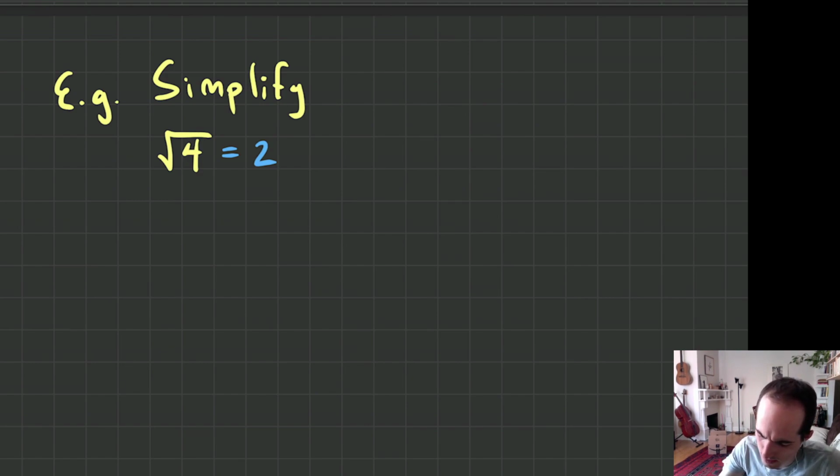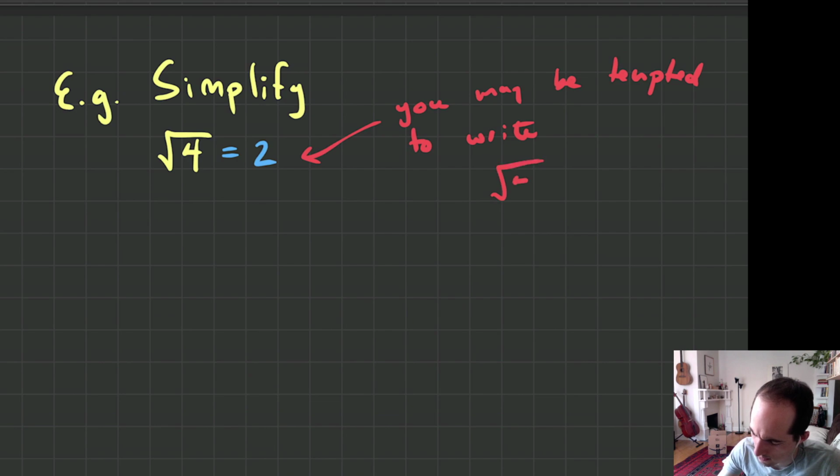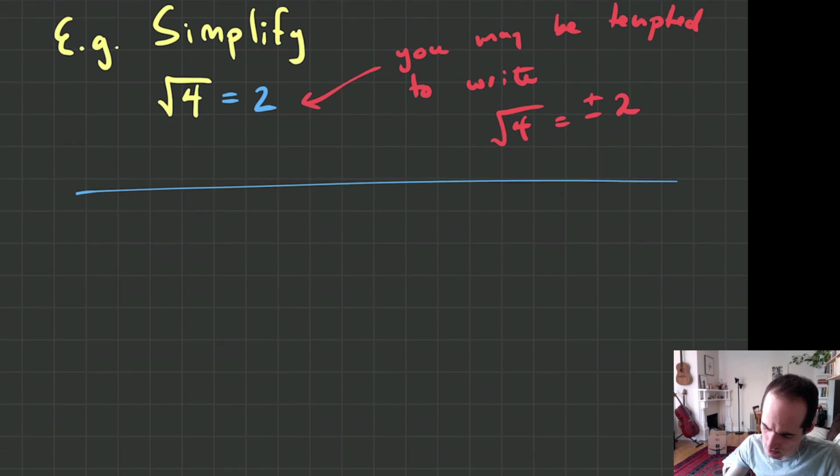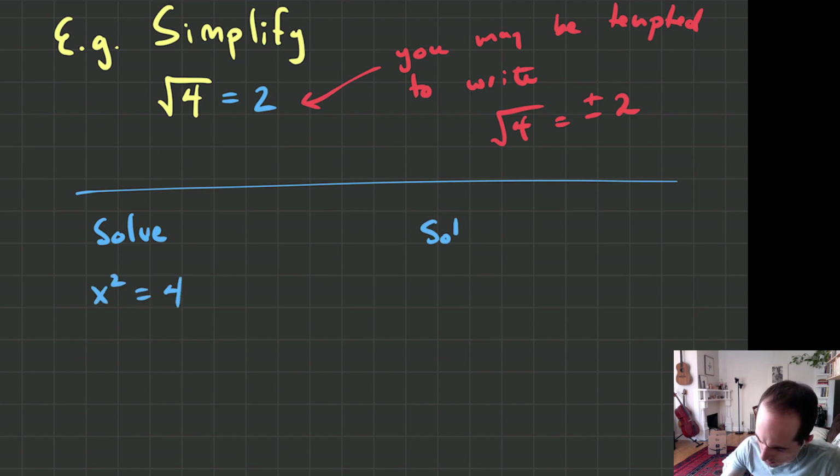Some people might be tempted to write the square root of 4 is equal to plus or minus 2, and that's not actually true. There are two things that are really similar but different. If I were to ask you to solve x squared equals 4, and I were to ask you to solve x equals the square root of 4, these are different. These are not the same.